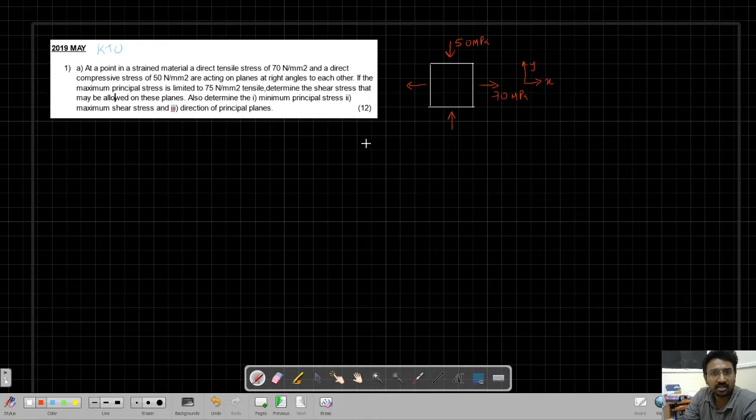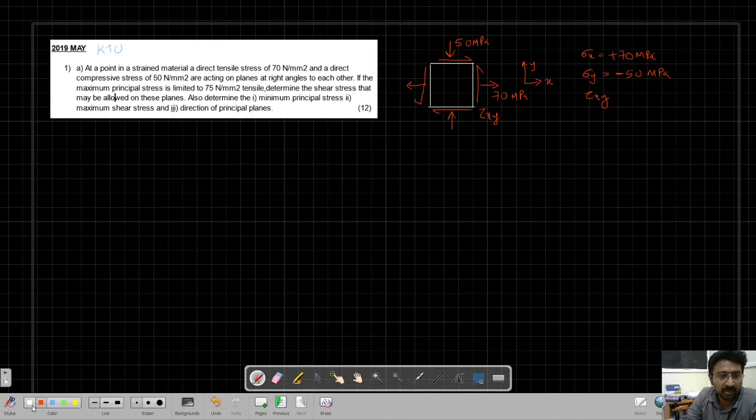Okay, and there is some shear stress in this plane. We don't know the shear stress, so we will draw the shear stresses. We'll call the shear stress tau xy. Shear stress is unknown, we have to find the shear stress. So that is the first part of the problem. Now sigma x is plus 70 because tensile is assumed to be positive. Sigma y is minus 50 because it is compressive, and shear is tau xy.